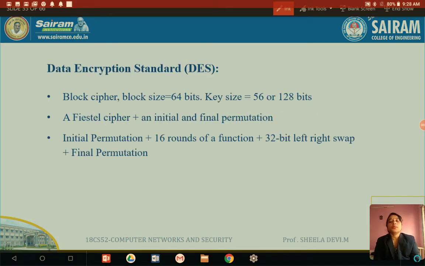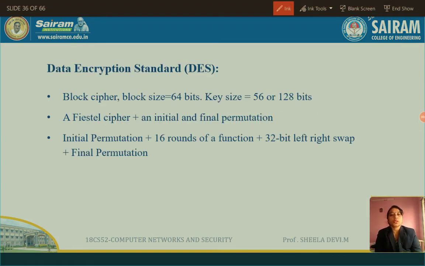What is symmetric key cryptography? If you are going to use the same key for the encryption as well as the decryption, then it is nothing but symmetric key cryptography. Examples of symmetric key cryptography are AES and DES, and asymmetric key cryptography is RSA, etc. Okay, so we'll see now what is DES, how it works.